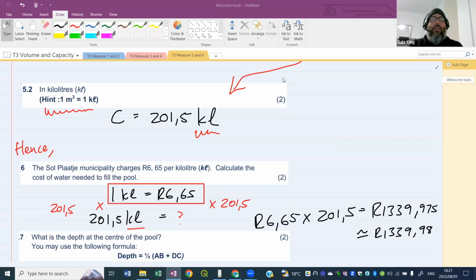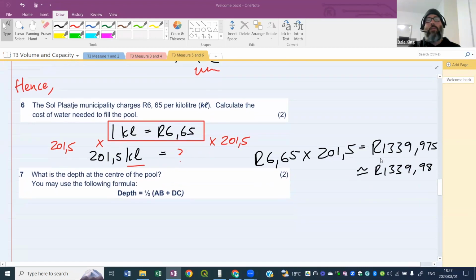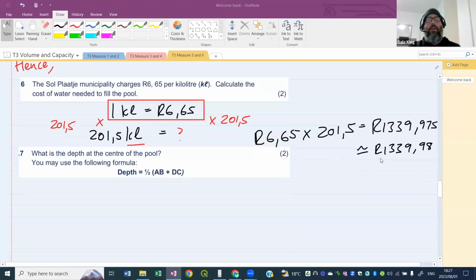Make it a habit for everything you do, but only at the end of the question. Don't do it in the middle of the question. Keep your accuracy. I know if you see lots of decimals, your normal reaction is, chop it off, round it off. Don't do that. Only round off at the end of a question. Please, please. All right, here we go.